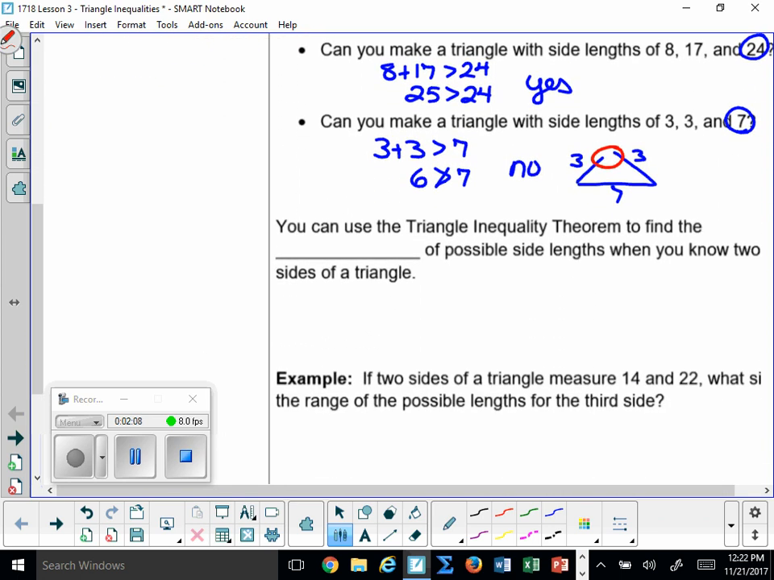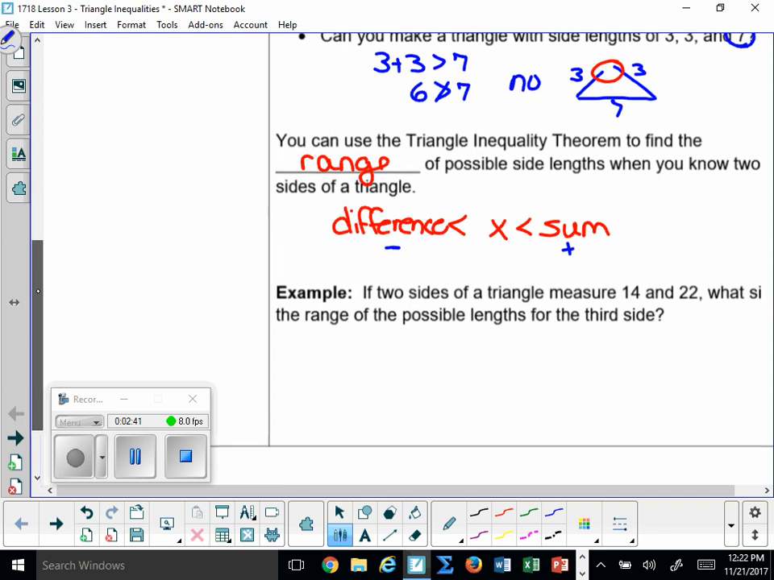You can use the triangle inequality theorem to find a range of possible values for the side lengths. So it has to be less than the sum of the two smaller sides, but greater than the difference. Okay, reminder on the words here. That means we're going to subtract the two sides and we're going to add the two sides. And the third side has to be somewhere in between those.